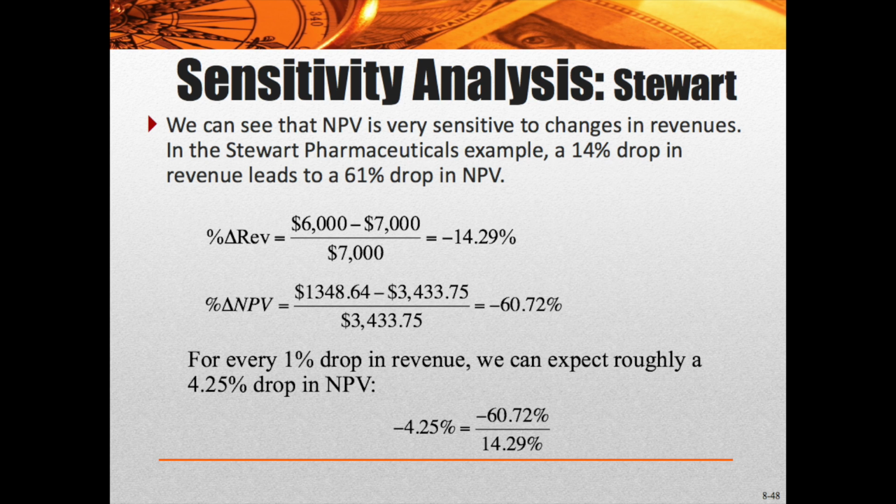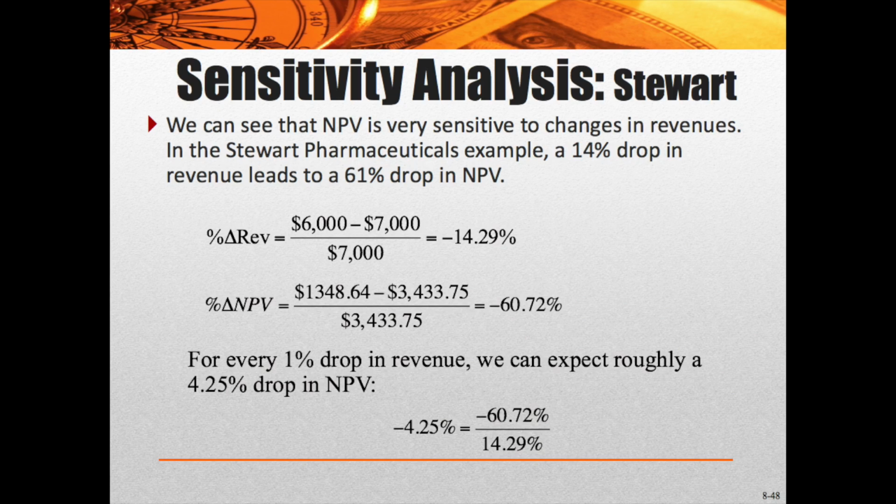So you can see that a 14% change in sales revenue. What is the change in net present value? Well, the net present value went from 34.33 to 13.48, which is a 60% fall in net present value. So a 14% reduction in revenue caused a 60% fall in net present value. So it's very sensitive to revenues.